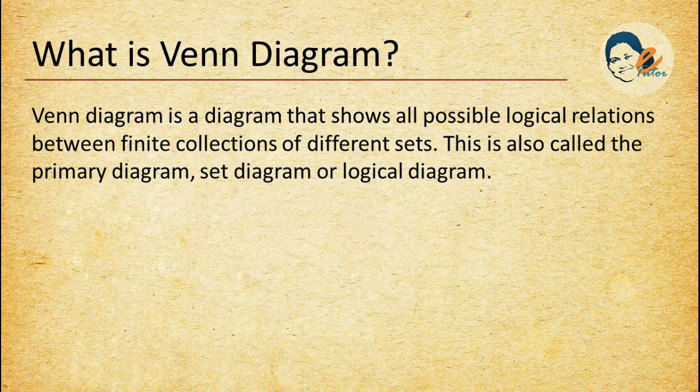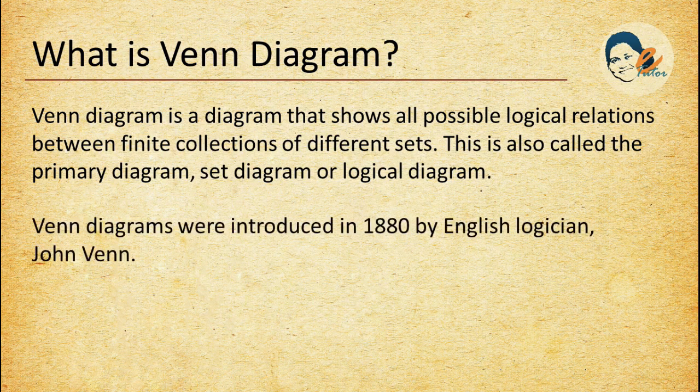What is Venn diagram? Venn diagram is a diagram that shows all possible logical relations between finite collections of different sets. This is also called the primary diagram, set diagram, or logical diagram. Venn diagrams were introduced in 1880 by English logician John Venn.